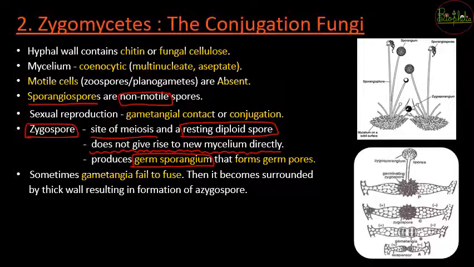Now sometimes in sexual reproduction what happens, the gametangia fail to fuse. Sexual reproduction की कोशिश थी but gametangia could not fuse, and when there is no fusion there is going to be formation of a thick wall, and when this thick wall will be formed across the structure that would be called a zygospore. So again here is a term that you need to remember, that is a zygospore.